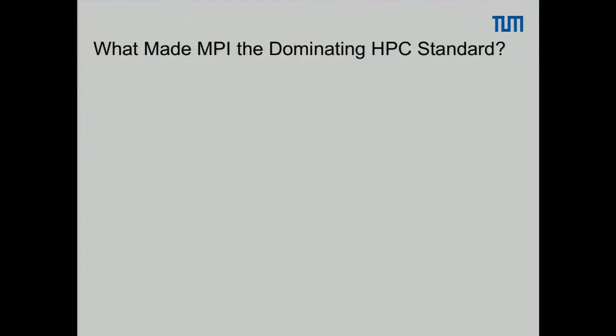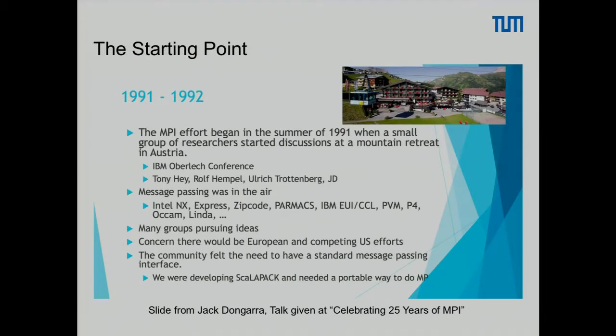So the question is now, what made this happen? Why did MPI become this kind of dominating HPC standard? Of course, the first thing was to start this whole thing at the right time, right? Targeting the important problem that everybody cared about when things were right. And I just want to put up the slide from Jack and Gar again, because that's basically what it was.